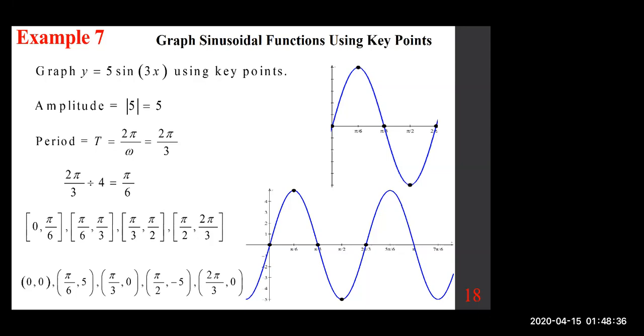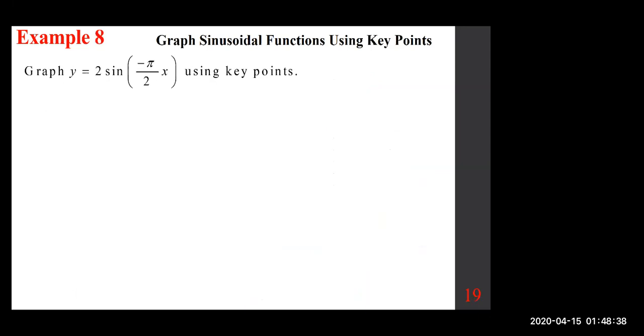All right, so here's the next one, class. We do the same thing. Again, there is no phase shift. That means it doesn't shift to the right or left. And so what we do, quickly, we recognize the amplitude is 2, and we divide.